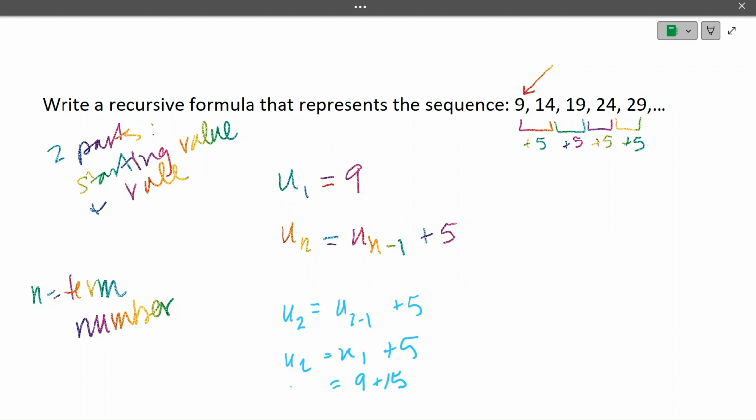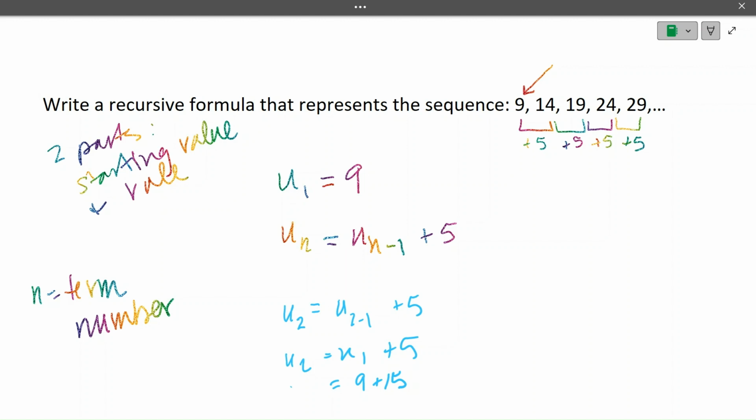Okay, what is different about sequences instead of linear functions is these are discrete. There's nothing in between 9 and 14. We just have these values and these values only, whereas in a linear function, you have all the values in between. So when you graph these as points, you do not connect them by a line.